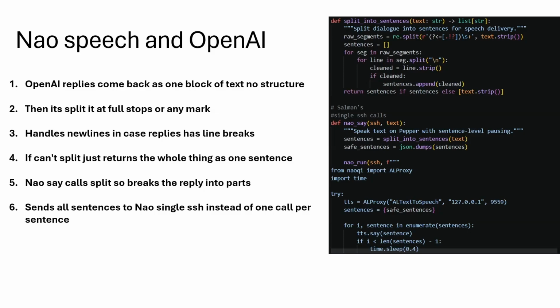However, the replies come back as one block with no structure, so the code here splits it using full stops and marks, and it handles new lines in case the reply has line breaks. And if it cannot split it, then it just sends it back as one sentence, and sends all the sentences using SSH instead of one call per sentence.